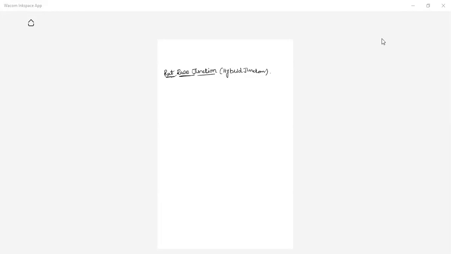If you see the construction of this rat race junction, it is of angular type. It is a 4-port device, as I mentioned. The 4 ports are connected in the form of an angular ring. So the distance between the ports is maintained as lambda g by 4. The circumference of this rat race junction should be 6 lambda g by 4, which is nothing but 1.5 lambda g.